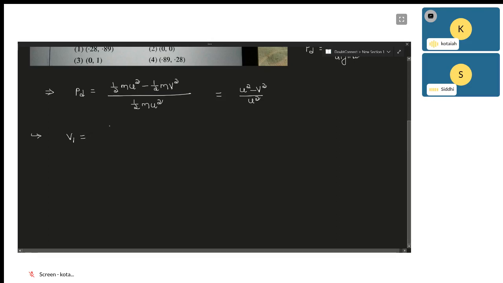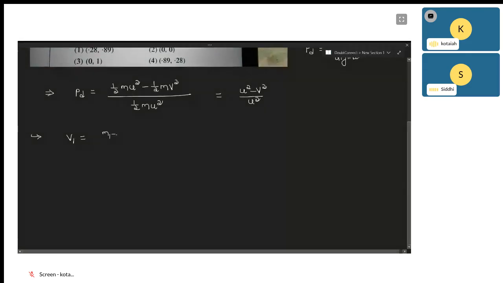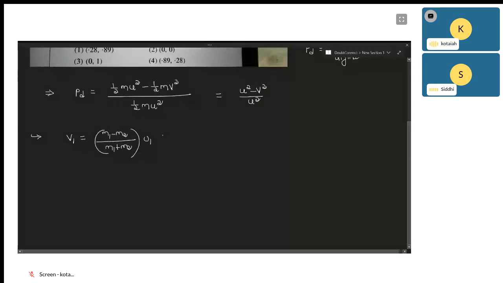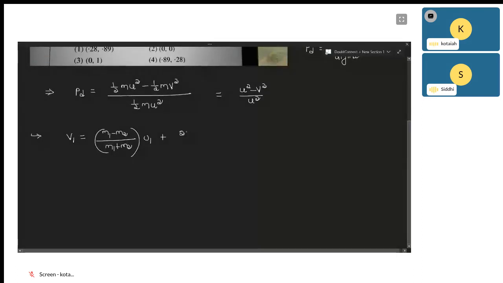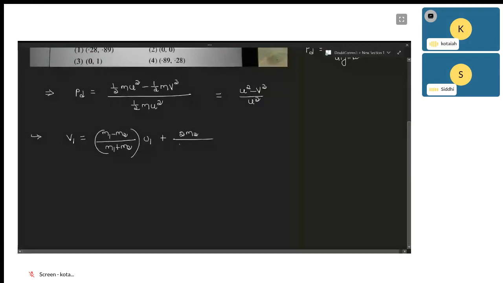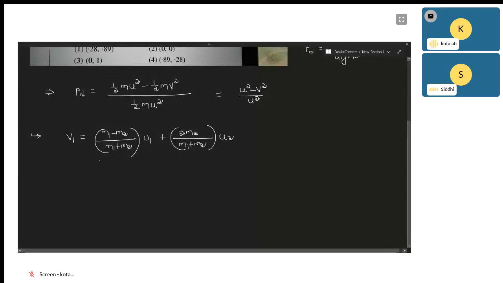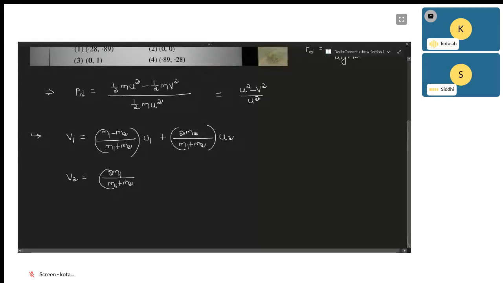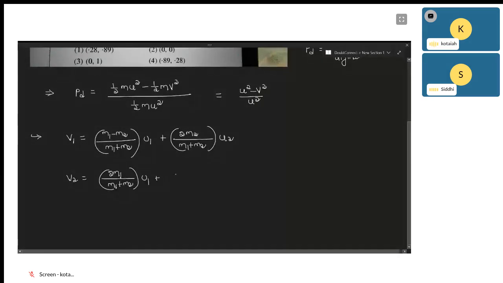Now, v1 is equal to m1 minus m2 by m1 plus m2 into u1, plus 2m2 by m1 plus m2 into u2. This is the velocity of the first object. Now, velocity of the second object is equal to 2m1 by m1 plus m2 into u1, plus m2 minus m1 by m1 plus m2 into u2.